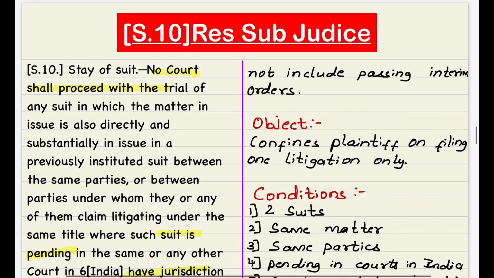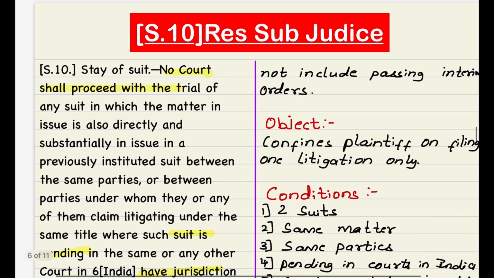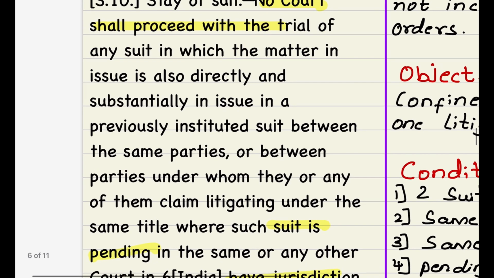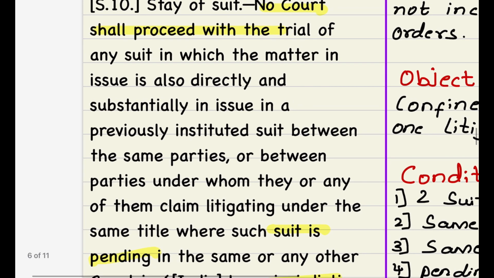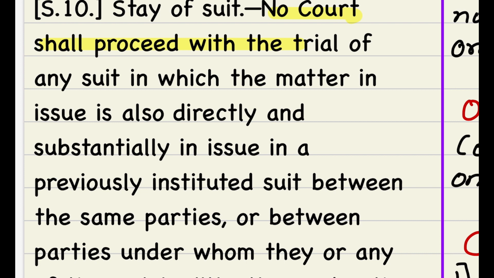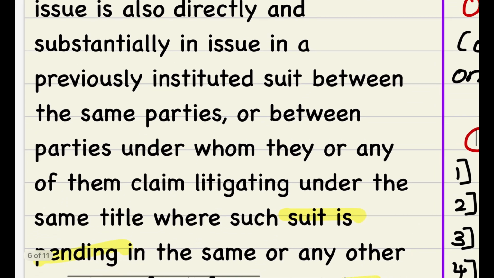The next important matter is res sub judice. So what do you mean by res sub judice? Section 10. What it says is that if a plaintiff files a suit in a competent court, and that court has jurisdiction and competence to try it, then the same plaintiff cannot file this suit in another court during the pendency of that suit. This is called res sub judice.